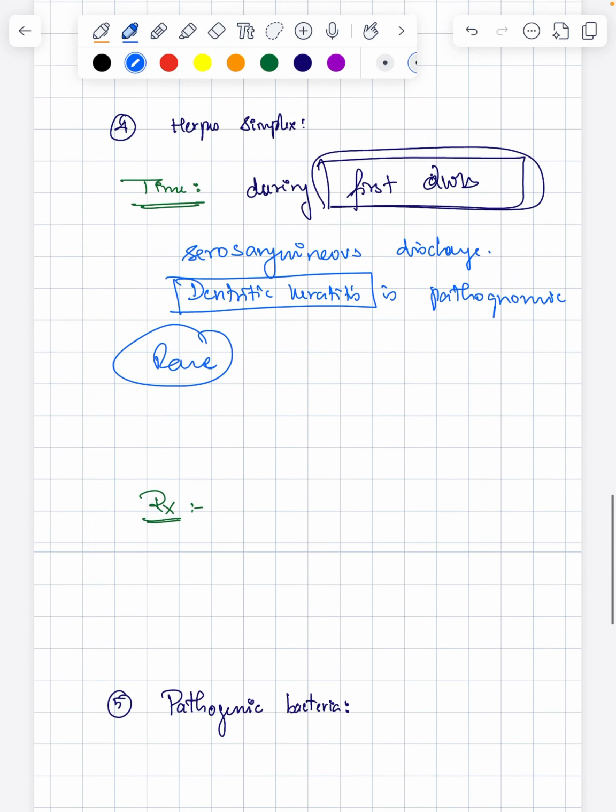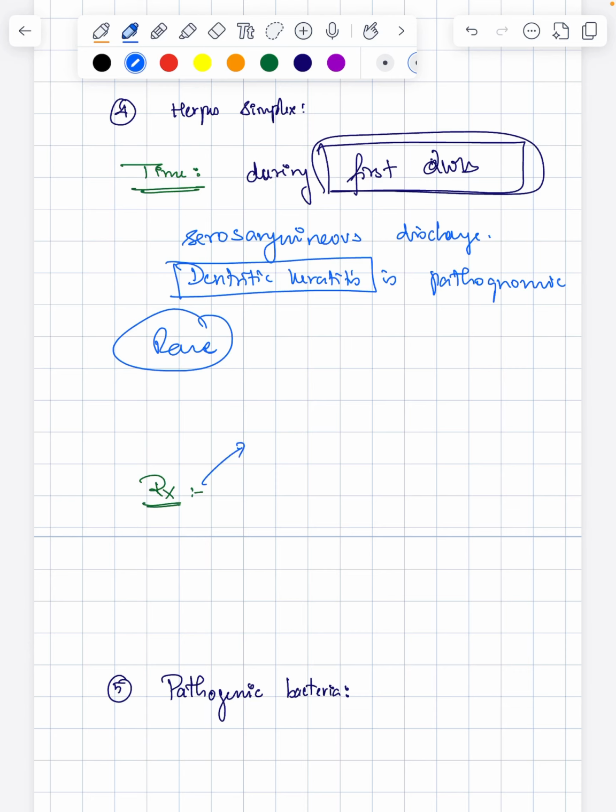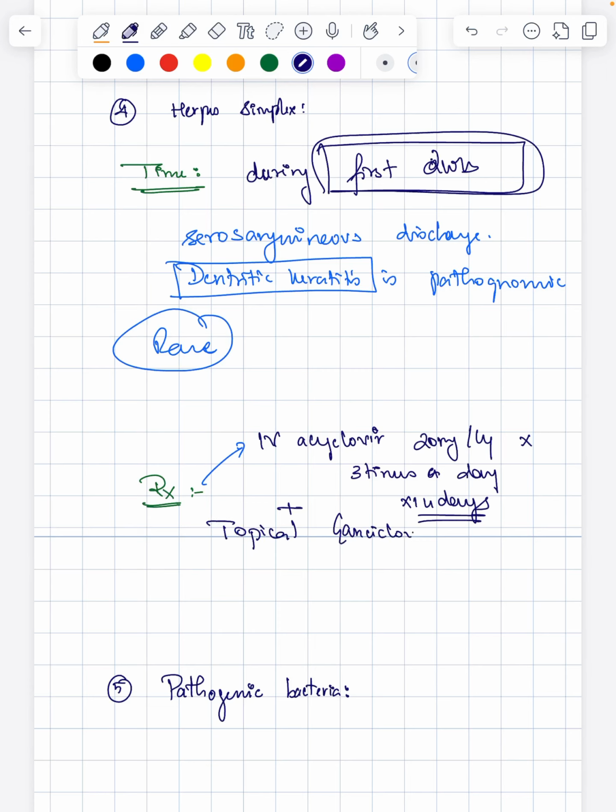What is the treatment for your herpes simplex? Treatment is you give IV acyclovir at the dose of 20 mg per kg 3 times a day for about 14 days. If the child is having only ophthalmia neonatorum, then you give only for 14 days. If the child is having disseminated herpes simplex infection, then the duration of treatment will be around 21 days. Along with that, you use topical ganciclovir 0.15% for about 14 days. This is regarding your herpes simplex ophthalmia neonatorum.